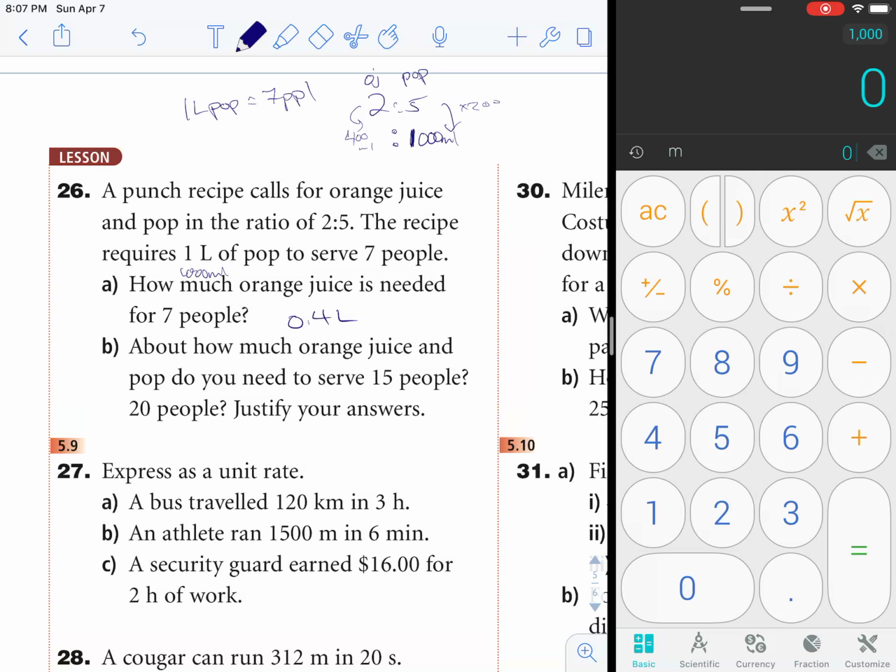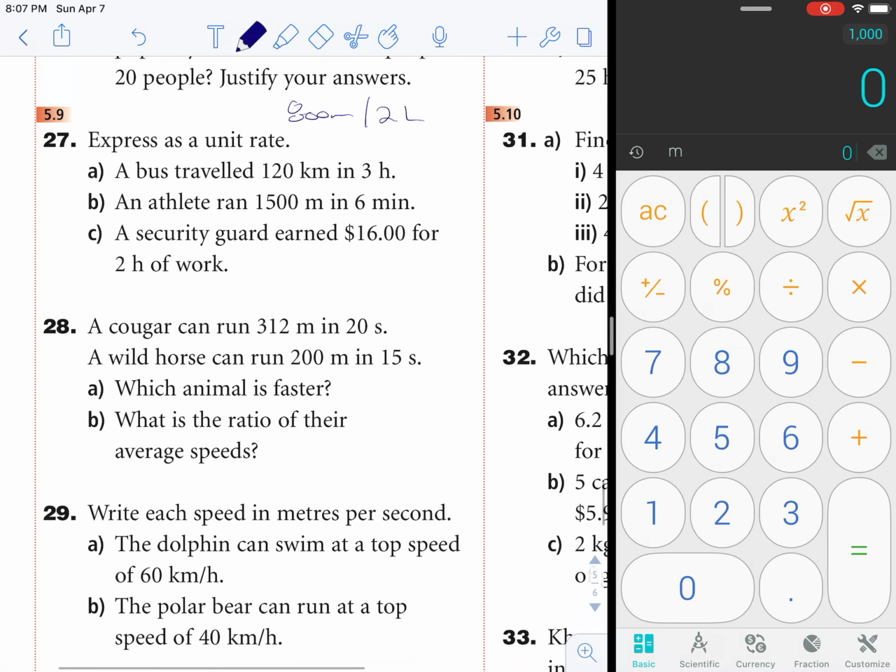And part B, it says, how much orange juice and pop do you need to serve 15 people? Well, 15 is roughly double what 7 is. So you could just double what you had there. So 800 mils and 2 liters. And then 20 people is roughly 3 times as much. So just multiply that stuff by 3.